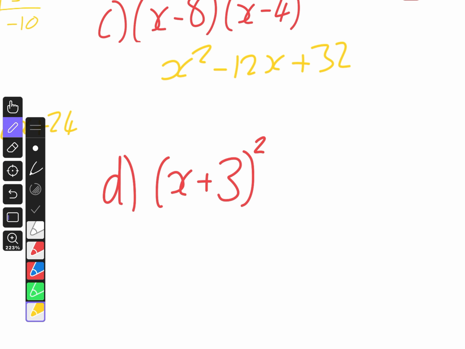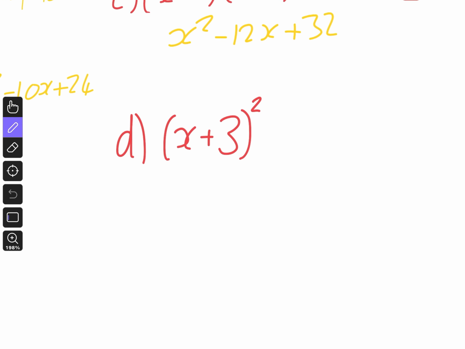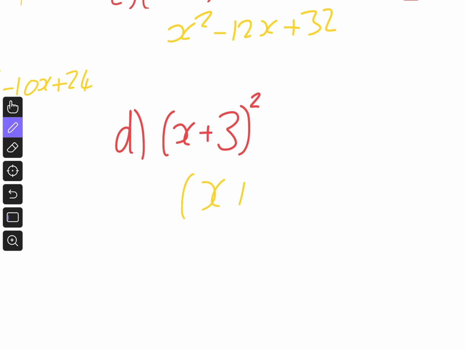Right, with this one, if you had a go, great, but it's important that we understand what this means, and that's squared. It means multiplied by itself, and we should know that. However, you might not have seen it in this format. It just means that bracket multiplied by itself. So you can rewrite it as x plus 3 and x plus 3. And then that'll be x squared plus 6x plus 9. Fantastic if you got that.